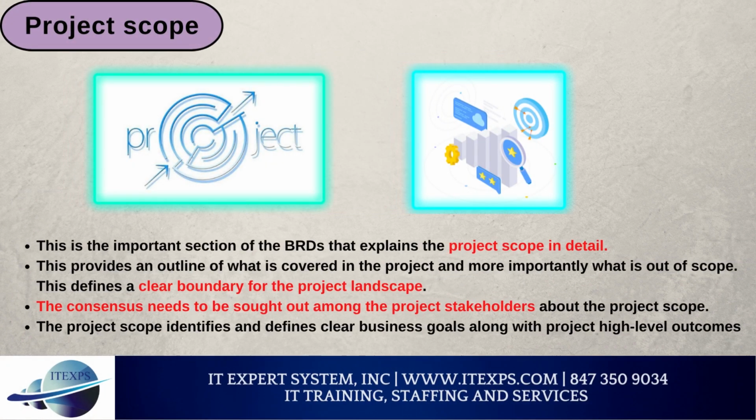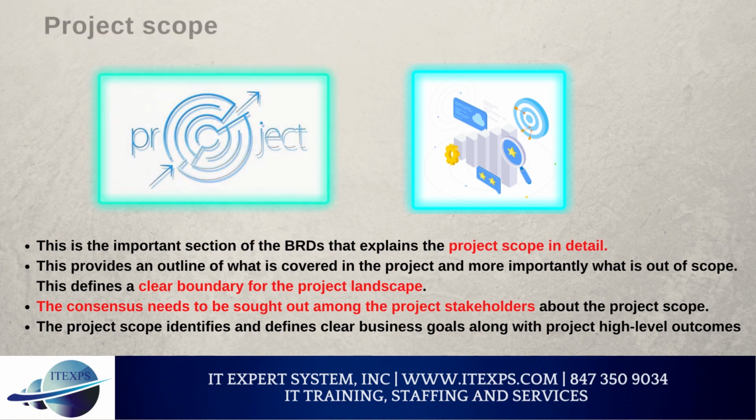Project scope. This is the important section of the BRDs that explains the project scope in detail. This provides an outline of what is covered in the project and, more importantly, what is out of scope. This defines a clear boundary for the project landscape. Consensus needs to be sought among the project stakeholders about the project scope. The project scope identifies and defines clear business goals along with project high-level outcomes.